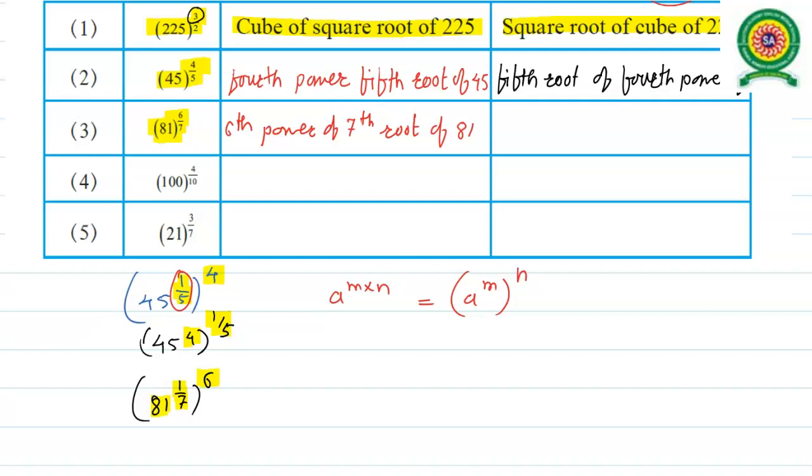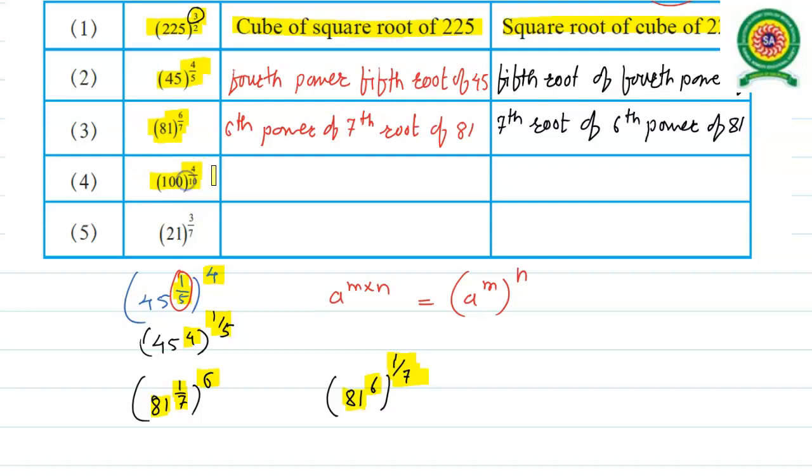Now look carefully. When we write root and then power, we have the form 81 to the power 6 and whole to the power 1 by 7. The power is a rational number, so we have the seventh root. Seventh root of what? The sixth power of 81. So we write the seventh root of the sixth power of 81.